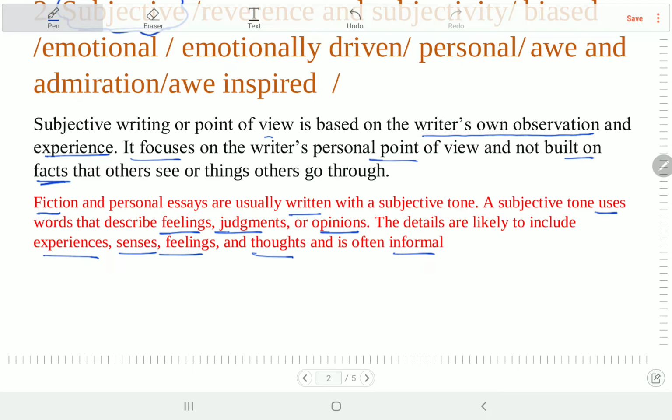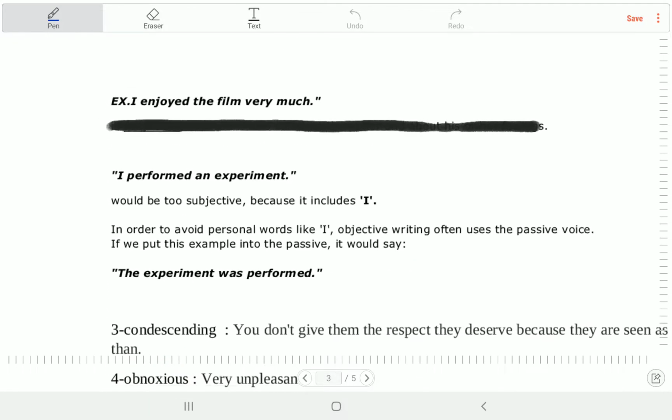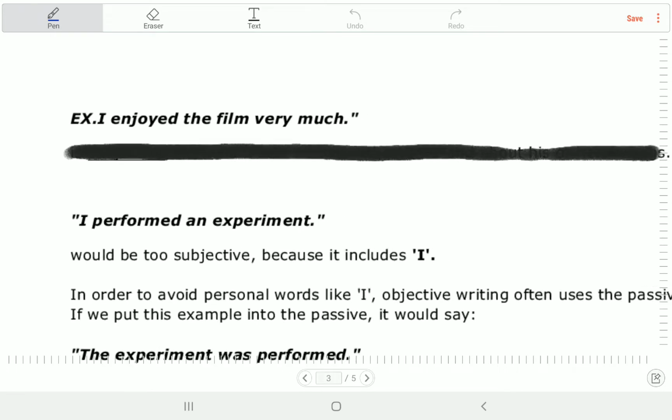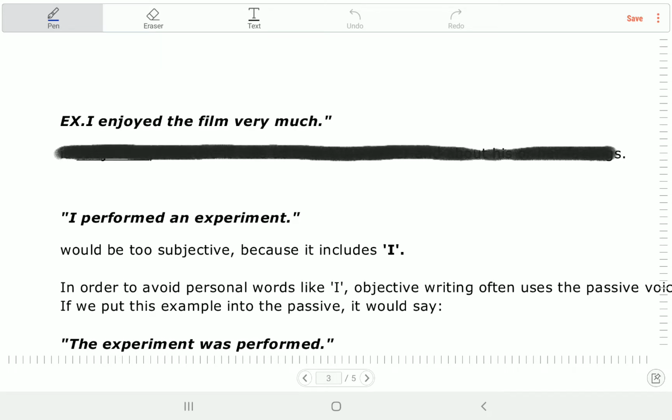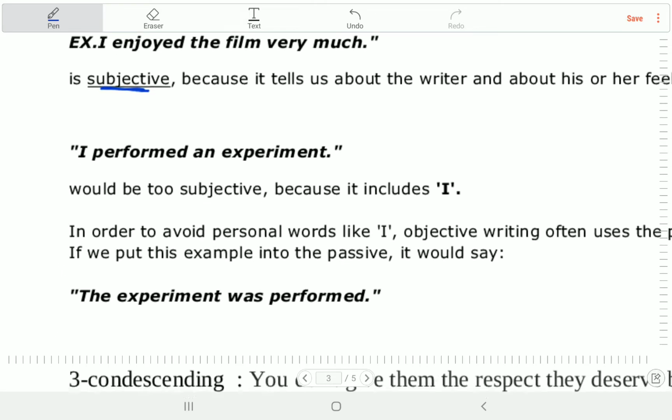Okay, so let's have an example, and you tell me, is it objective or subjective? When I say I enjoyed the film very much, what is the tone here? I enjoyed. So I'm the writer, I'm the author who wrote this sentence. I said I enjoyed the film very much. So I expressed my feelings. Very good. So this is subjective, because it tells us about the writer and about his or her feelings.